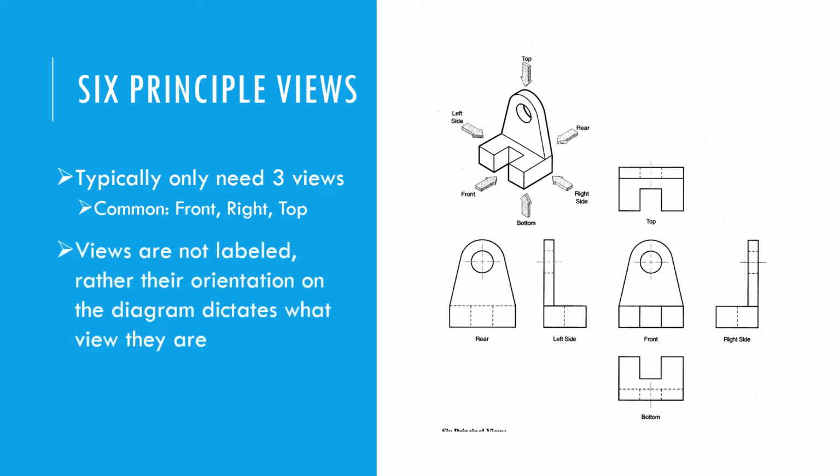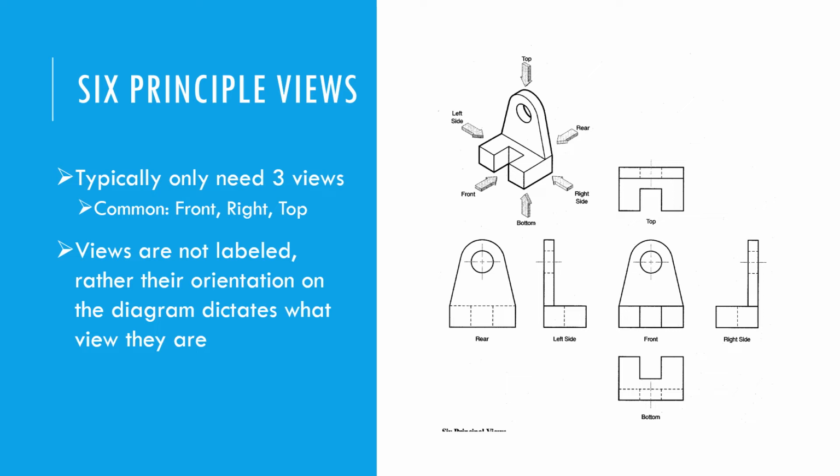Also, when we're doing multi-view drawings, we don't label our views. So we don't write the words front, top, and right. Instead, what we end up doing is arranging them on our piece of paper in accordance to this pattern that you see here. So you typically start by drawing the front view, and then your top view is always directly lined up over the front, and your right-hand side is directly lined up to the right of the front view.